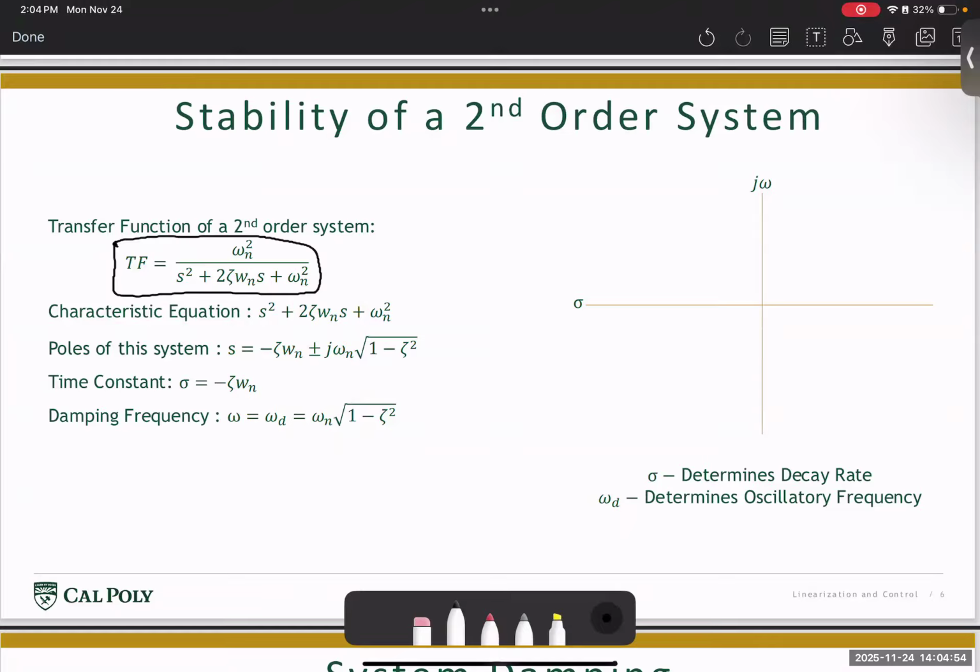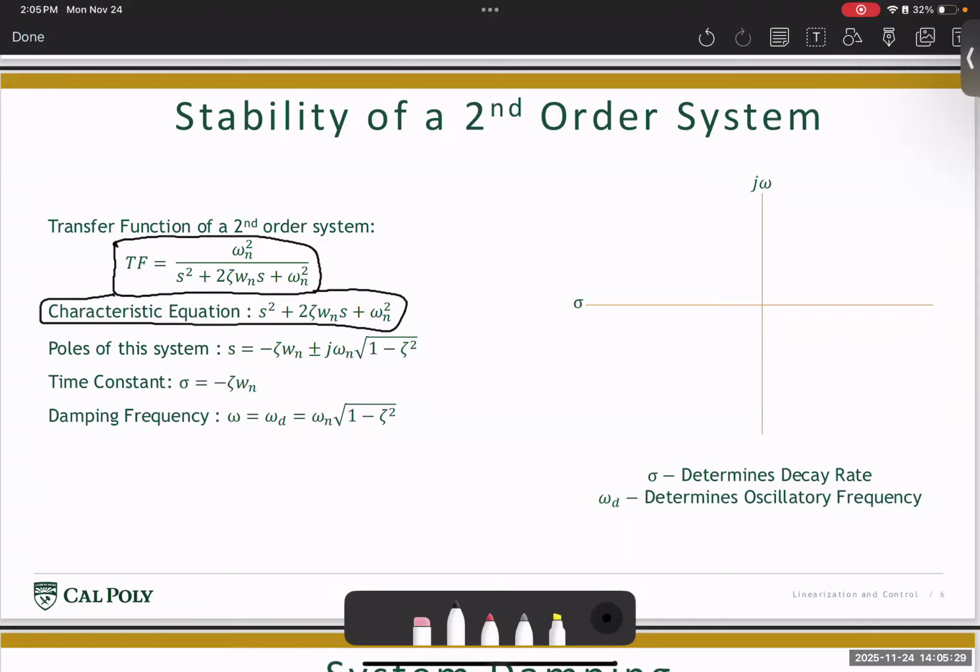Here we said when we set the numerator equal to 0, then the roots of the numerator tell us the zeros in the system, and when we set the denominator equal to 0, that tells us the poles of the system. One key definition that we're going to walk through right now is the definition of a characteristic equation. The characteristic equation is nothing but the equation in the denominator of the system, which for this specific second order system is given by s squared plus 2 times zeta omega n times s plus omega n squared.